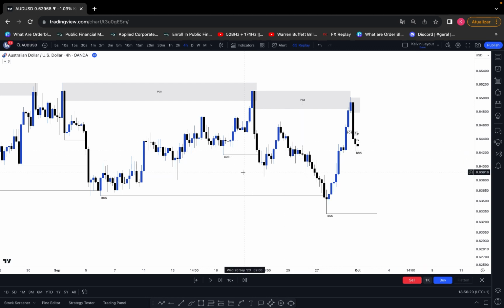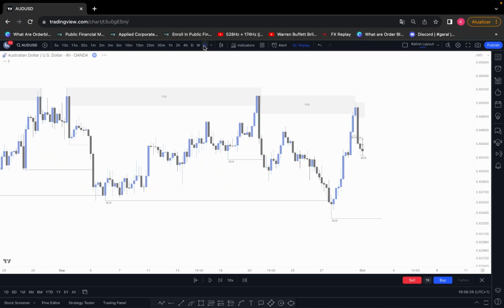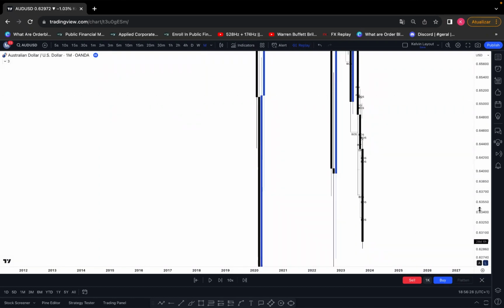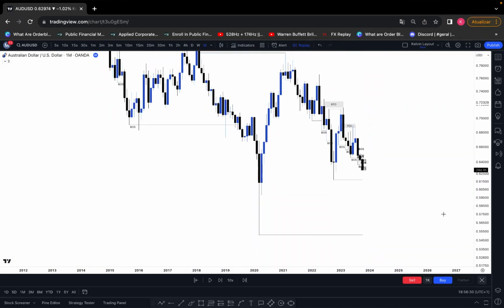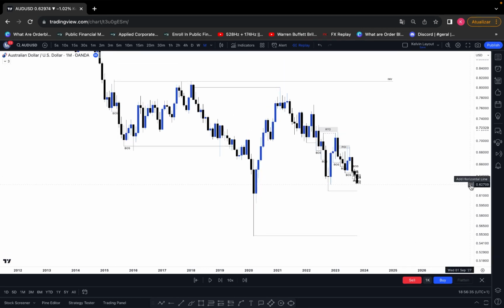So let's just hop right on it, and let's start from the monthly time frame. I believe it's very, very important when you're doing the overall higher time frame. When you're establishing the higher time frame directional bias, it's important to get a look at the monthly time frame as well as the weekly, right?